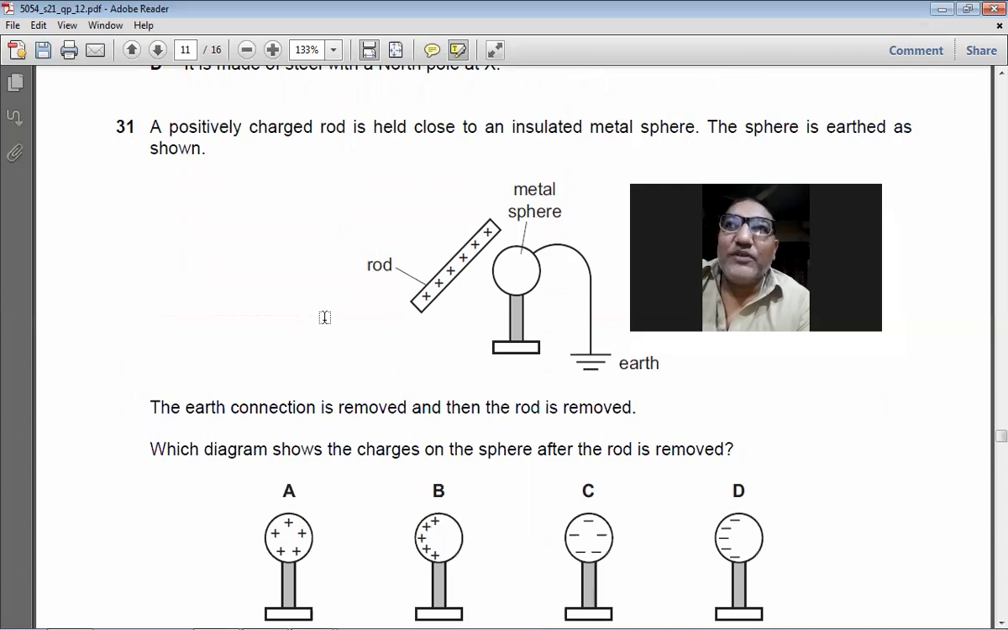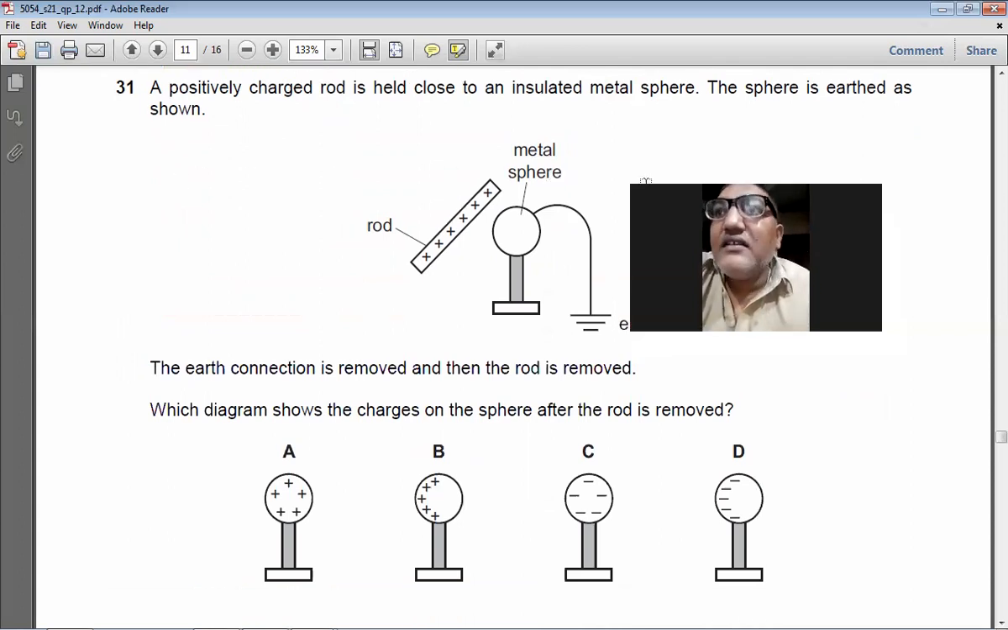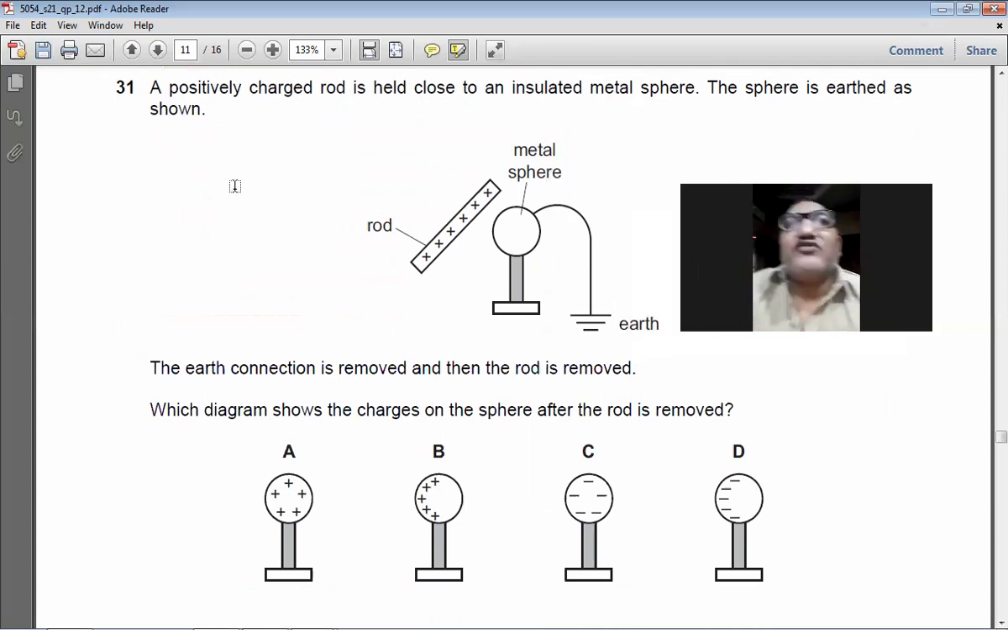Here we go. Question number 31. A positively charged rod is held close to an insulated metal sphere. The sphere is earthed as shown. The earth connection is removed and then the rod is removed. Which diagram shows the charges on the sphere after the rod is removed?